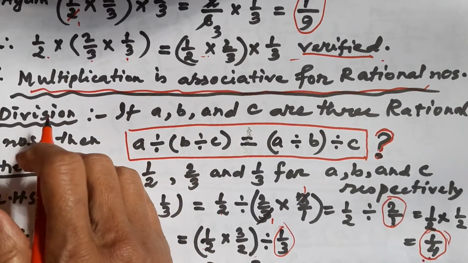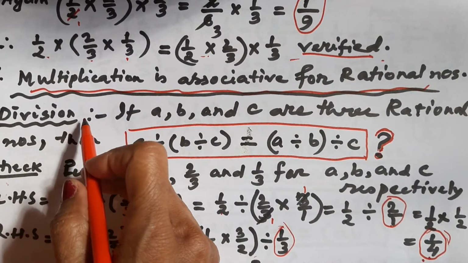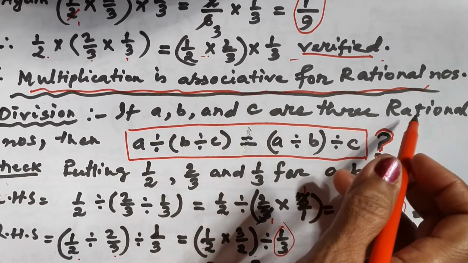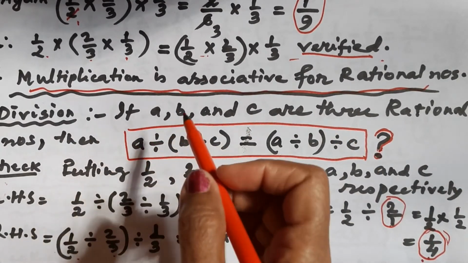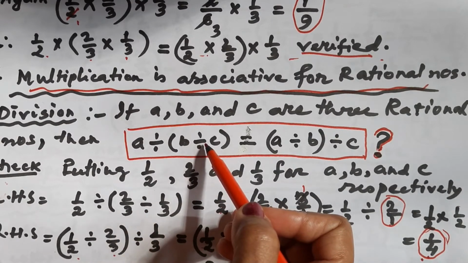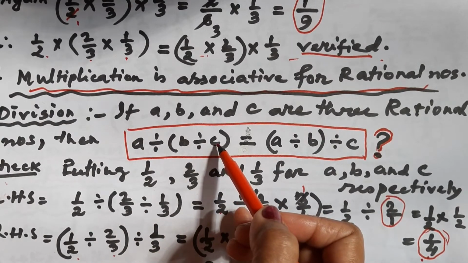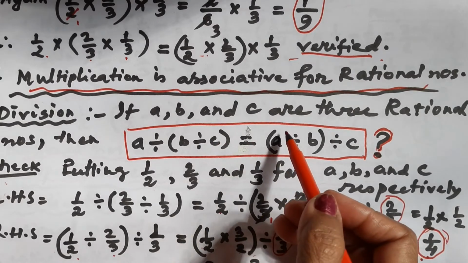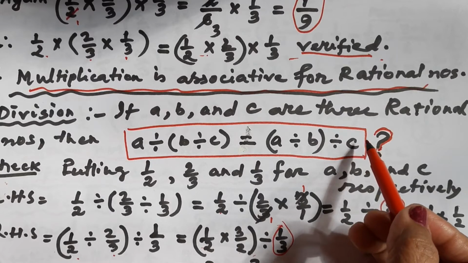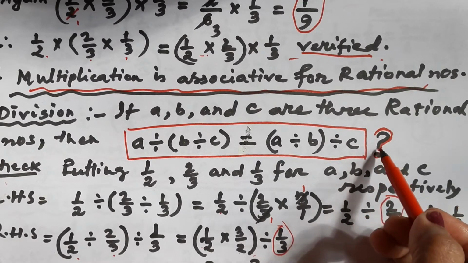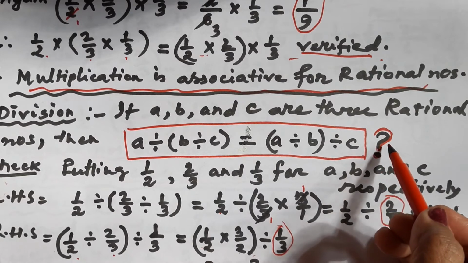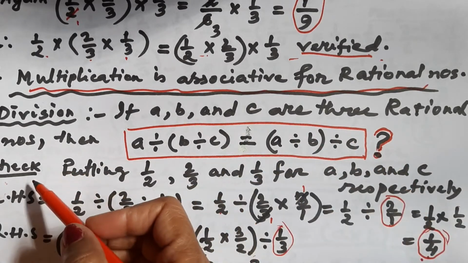Now, division. If A, B and C are three rational numbers, then A divided by (B divided by C) equal to (A divided by B) divided by C or not, we have to check. That is, whether division is associative or not, we have to check.